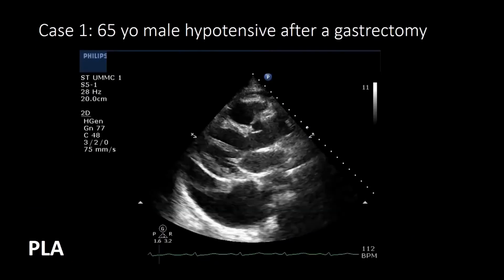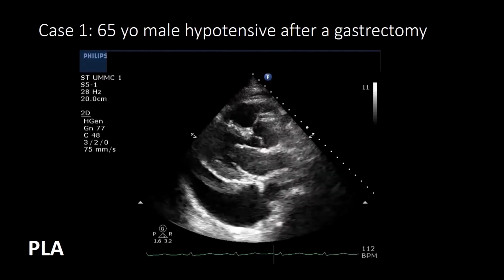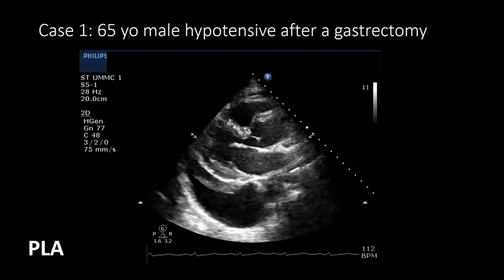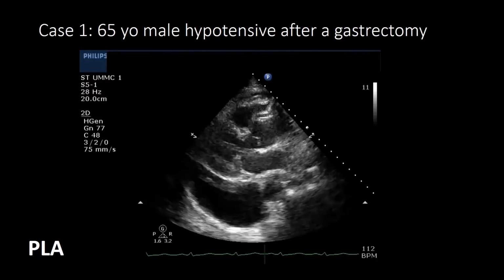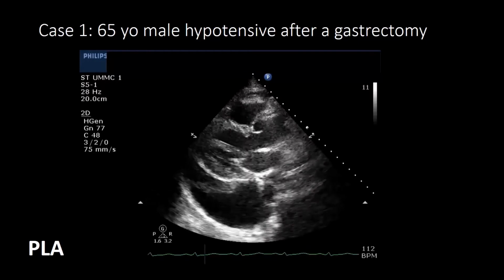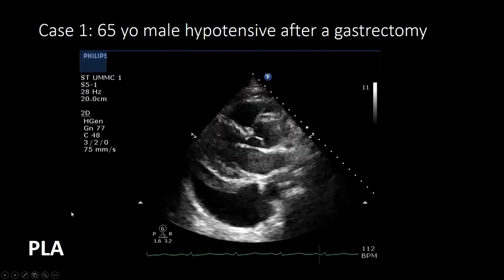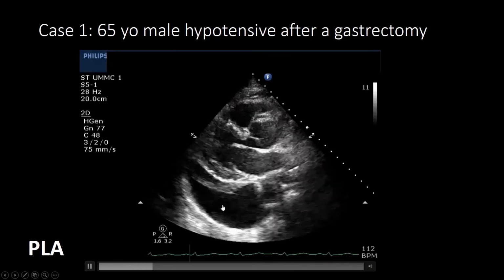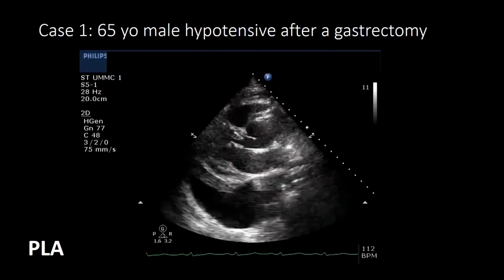Allie's going to talk about a couple of the cases she's had just in the past week. Here we do the free as a consult service during rounding hours. So these are some patients that we've done literally within the last week. So go ahead, Allie. So our first case is a 65-year-old male who is hypotensive after a gastrectomy. Now, obviously there are a lot of findings on this posterior long axis. There's a big pleural effusion, but we're going to really focus on how we do this one particular measurement.